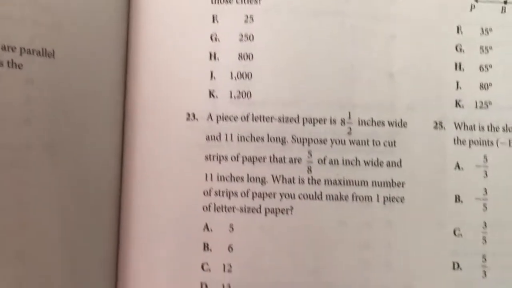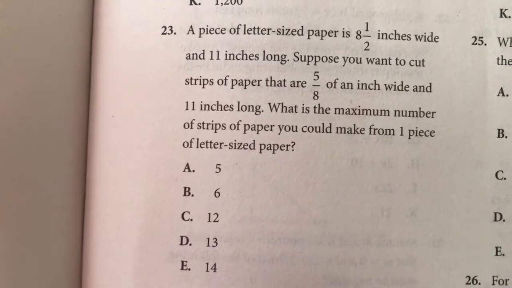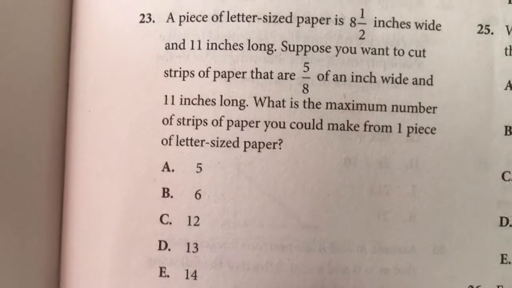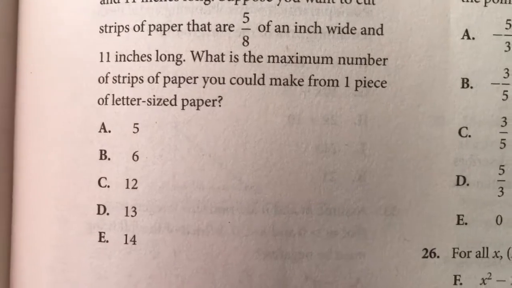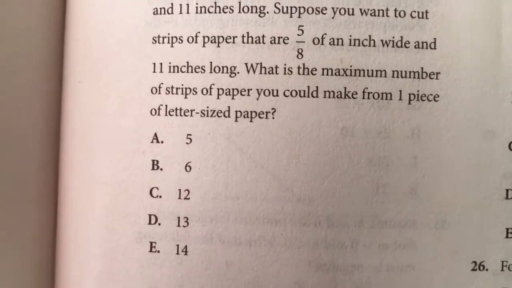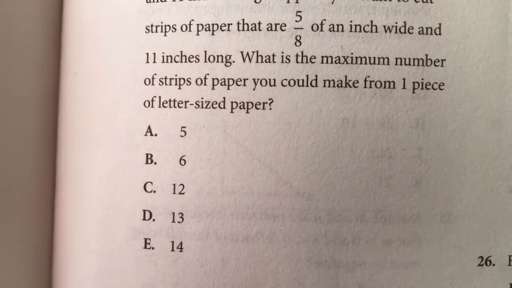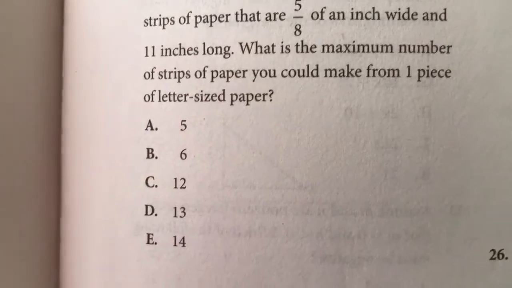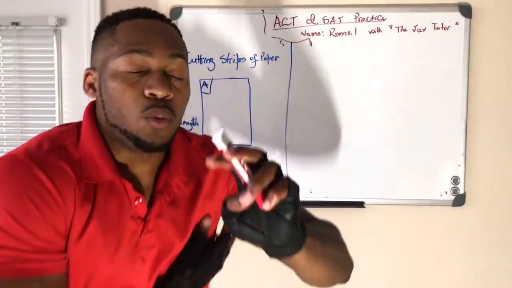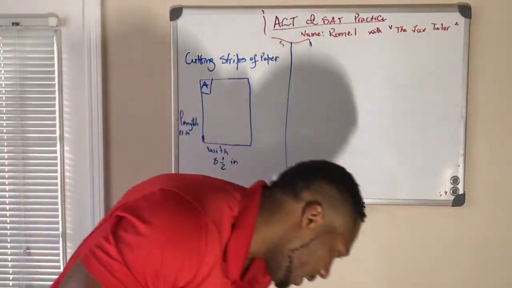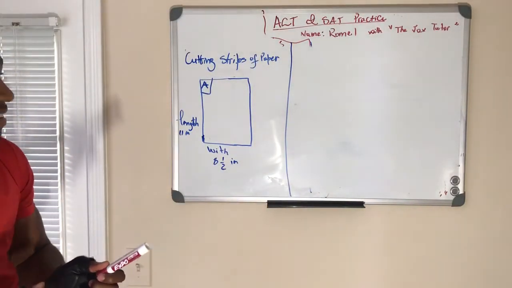All right, so where are we at? It says a piece of letter-sized paper is 8.5 inches wide and 11 inches long. Suppose you want to cut strips of paper that are 5/8 of an inch wide and 11 inches long. What is the maximum number of strips of paper you could make from one piece of letter-sized paper? Okay, so I want to know what's the maximum we're going to make.